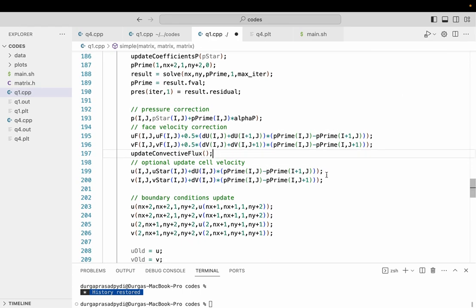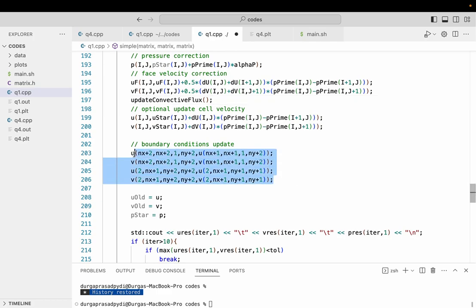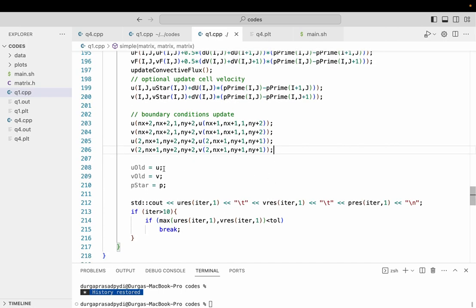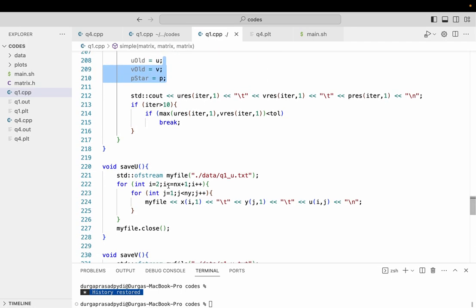These are for the boundary conditions. Similarly as previously, the top and the right boundaries are high Reynolds number assumptions, so you have to update them to take care of in the next iterations. So remaining everything is the same. So this is clear.